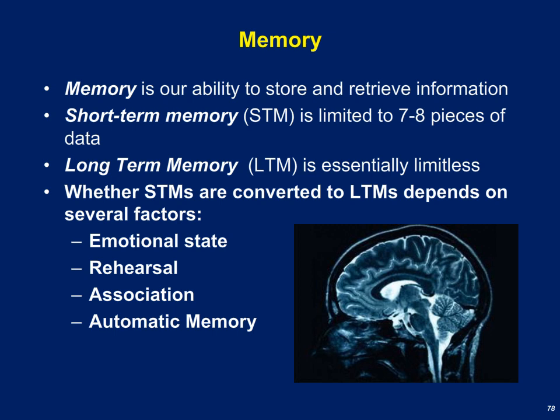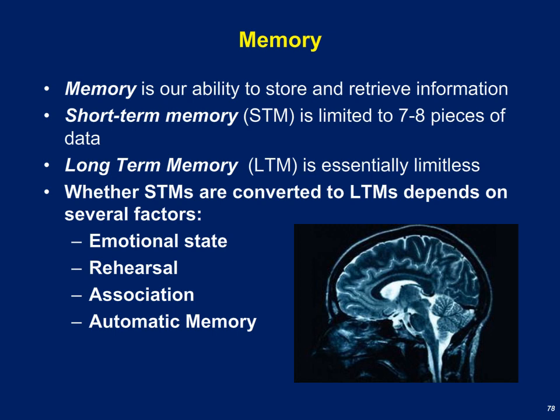This is why it's easier to remember a 7-digit phone number than it is to remember an 18-digit phone number. On the other hand, long-term memory is essentially limitless in the number of characters or data packets that it can memorize. It's fairly easy to form short-term memories, but most of our short-term memories will not become long-term memories. Whether a short-term memory gets converted into a long-term memory depends on a few factors.